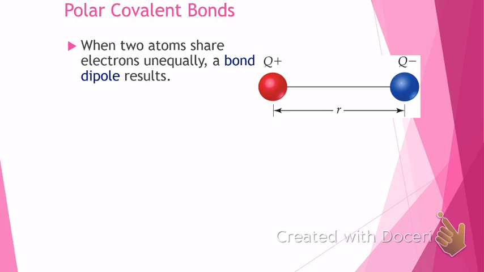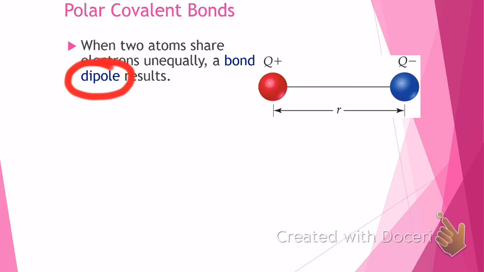So, when 2 atoms share the electrons unequally, and there's a disproportionate pull of the electron cloud towards one atom, you're going to have a slightly positive charge on one end and a slightly negative charge on the other end. And it's called a dipole. Okay? So it's called a dipole.